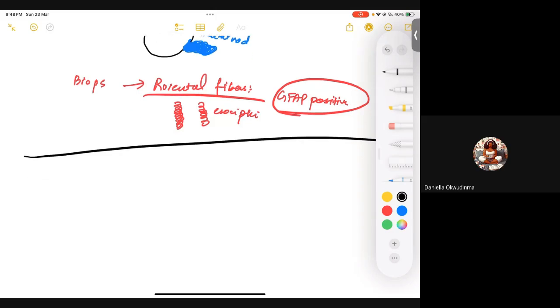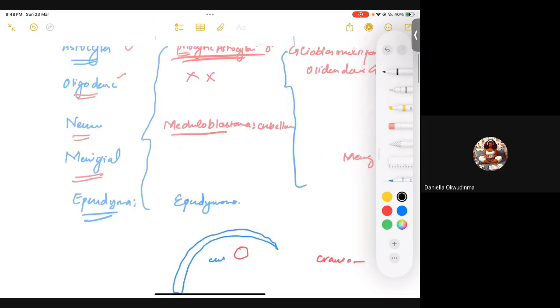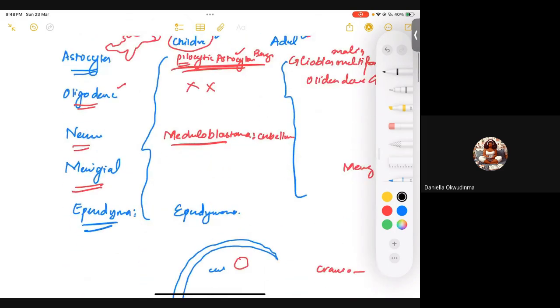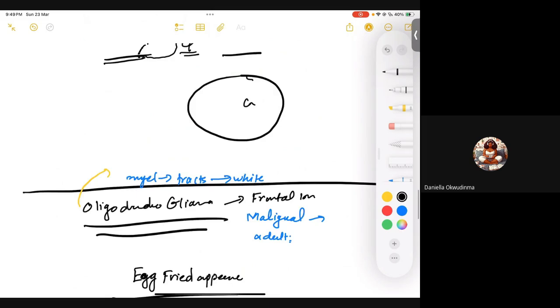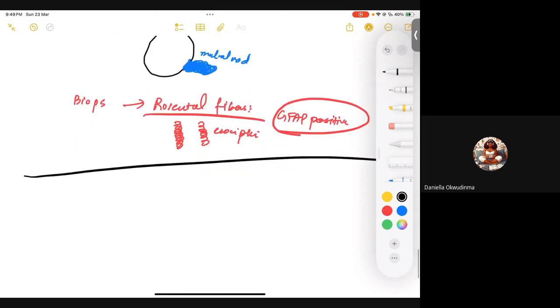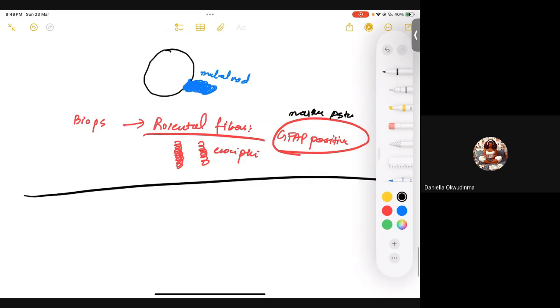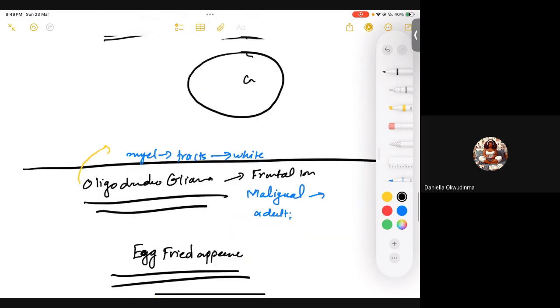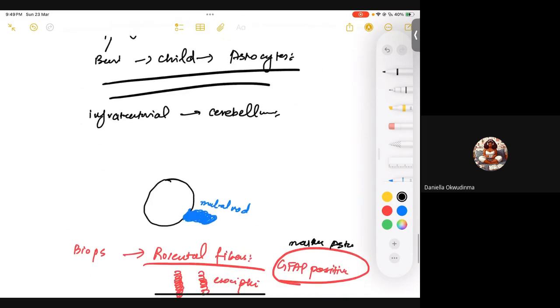What does it mean GFAP positive? Basically, whenever we have glial cells, specifically astrocytes, they have a specific marker, which is known as GFAP, right? It's a marker for your astrocytes. So whenever you have an astrocytic tumor, for example GBM or pilocytic astrocytoma, it would be GFAP positive, right? It's simply a marker.